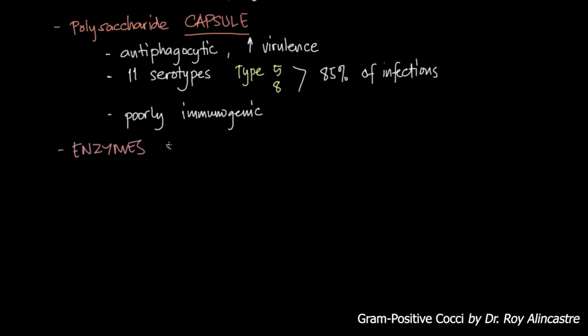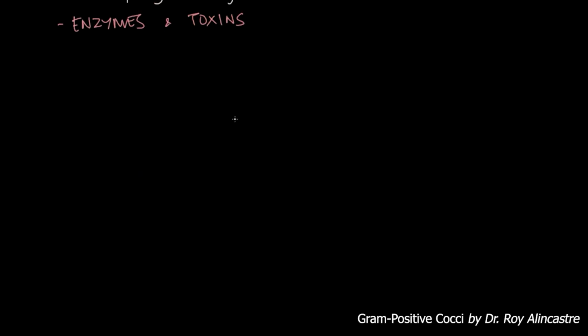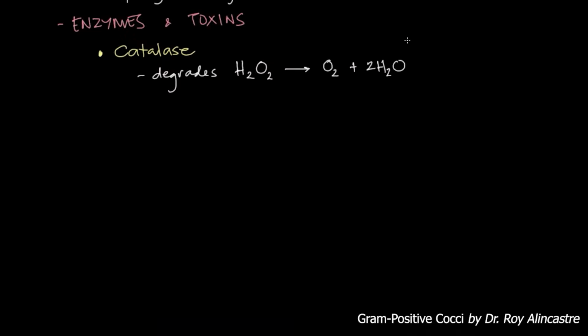Staph aureus also produces a number of enzymes and toxins. All Staphylococci produce catalase, and this is what differentiates them from Streptococci. Catalase degrades hydrogen peroxide into oxygen and water. This is an important virulence factor because bacteria that make catalase are able to survive the killing effect of hydrogen peroxide in neutrophils. We will discuss the catalase test procedure in a separate video.